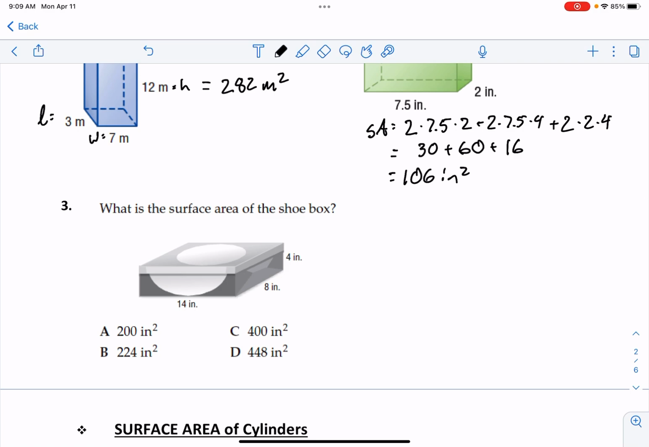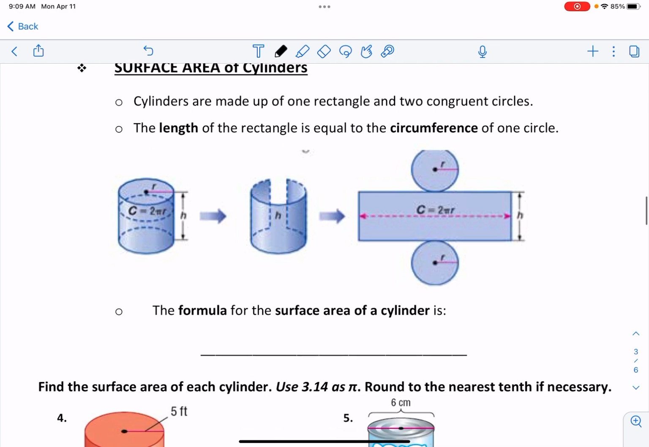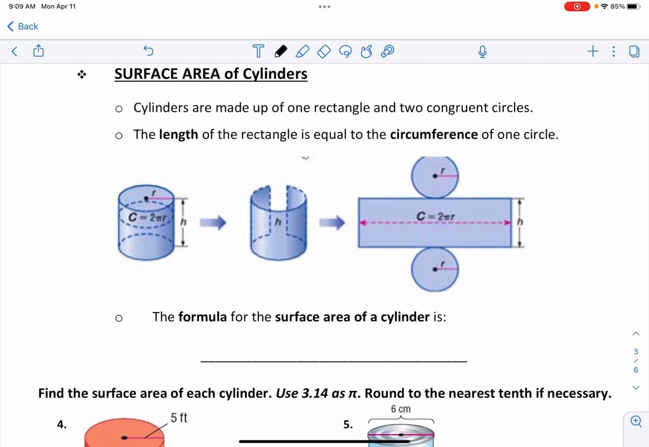So we're going to leave number 3 for you to try on your own, and we're going to skip to surface area of cylinders. So cylinders are made up of one rectangle and two congruent circles. Congruent meaning the same size, same shape. So the length of the rectangle is equal to the circumference of one circle, just like it shows here, because that's got to wrap around that circle in order to complete our cylinder.